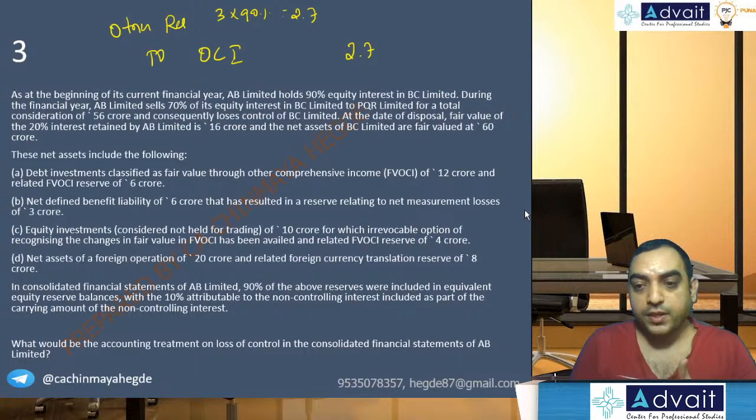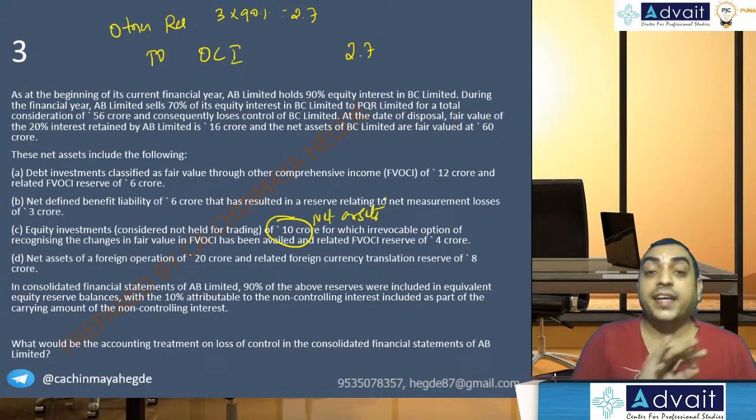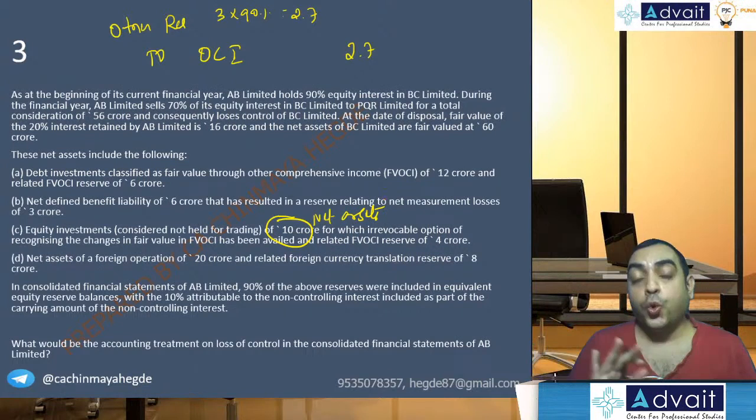Okay, good. Let's go to the third point then. Equity investment considered not held for trading, 10 crores, for which the irrevocable option of recognizing the change in fair value in OCI has been availed and related OCI reserve of 4 crores. Now 10 crores is part of net assets, is already derecognized. No need to pass any specific entry.